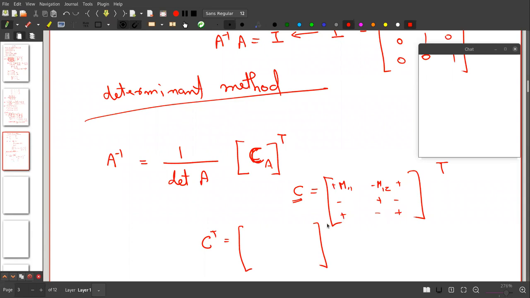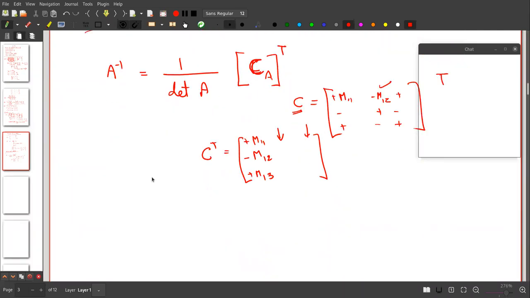so this plus minus will also go like plus m11. Now this m12 will come here, then plus m13. So the row became column. Likewise you can write down the next column, the next column. So this will be the transpose of the cofactors. And when you divide this by the determinant of A, the determinant of A will be divided into each element of the matrix, that will give you A inverse. Am I clear?